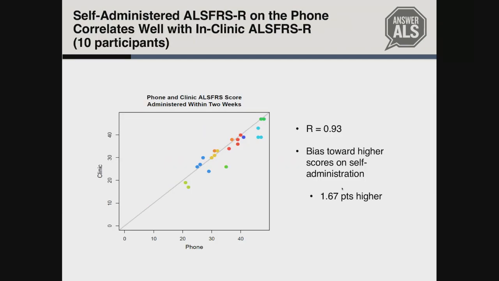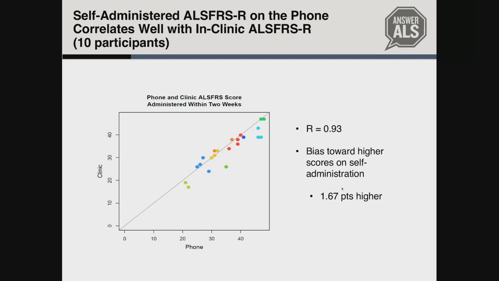So one of the first things that we looked at is a very simple question that really has not been answered before, which is, if we let people answer questions about the ALS functional rating scale on their phone, how does that correlate with what we do in clinic? We've only analyzed 10 of the participants for what I'm showing you here, and it's probably not the cleanest statistical analysis, but there's a very high correlation between self-administered ALS-FRS and the in-clinic ALS-FRS. The R value is 0.93, which just tells us that they're nearly the same. There is a bias toward a little bit higher score, 1.5 points or so, when people do a self-administered ALS-FRS-R, and it probably has to do with interpretation of the questions.